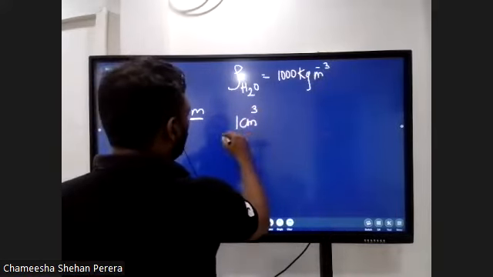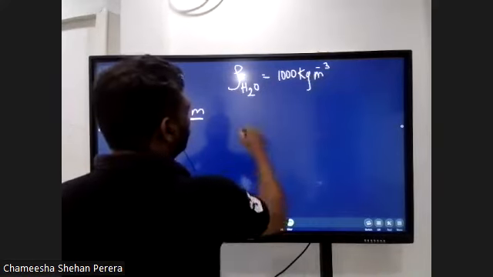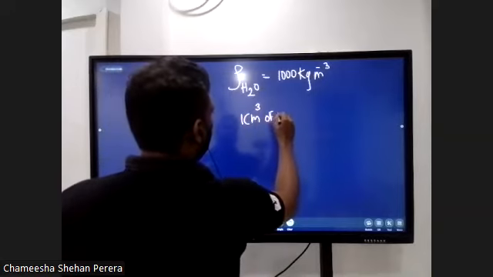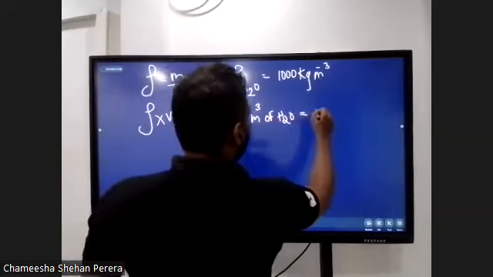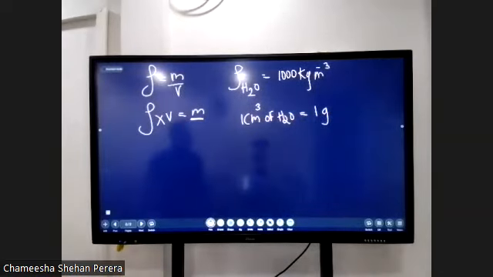1 centimeter cube of water, H2O, would have a mass of 1 gram. Okay, so 1 centimeter cube of water would have a mass of 1 gram.